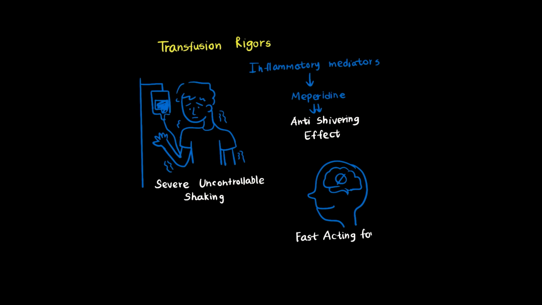While acetaminophen treats fever and diphenhydramine addresses allergic components, neither stops the violent shaking. The correct answer is meperidine because its specific anti-shivering properties make it first-line treatment for transfusion-related rigors.